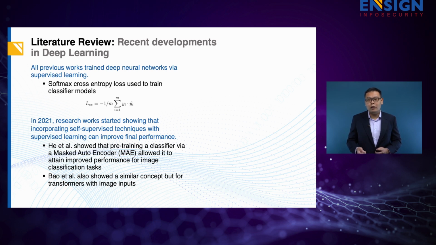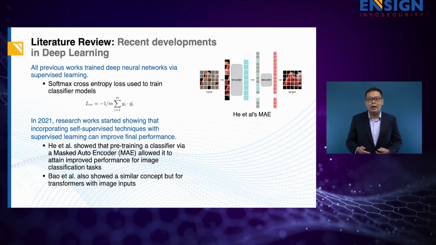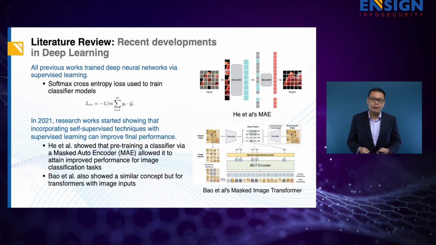However, in 2021, multiple researchers started presenting their findings about how incorporating self-supervised techniques with supervised learning can improve the final performance of models. In particular, he showed that pre-training an image-based classifier via a masked autoencoder, which randomly masked input pixels as shown in the top figure, allowed it to attain improved performance for image classification tasks. Separately, in the same year, Bao showed a similar concept, but with transformer-based neural networks.